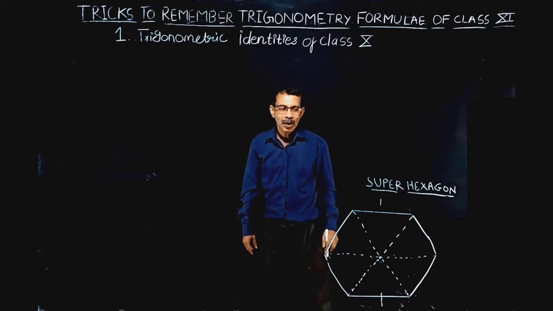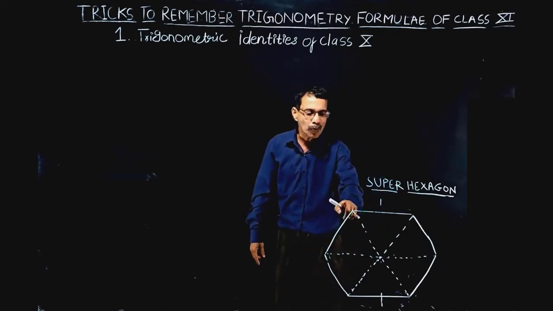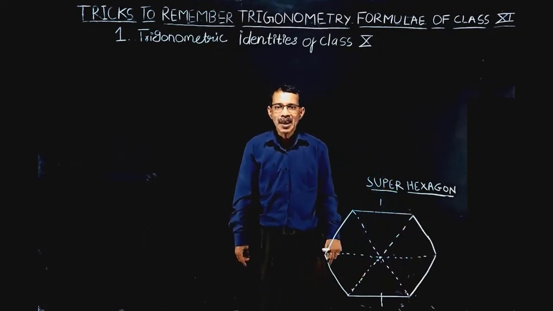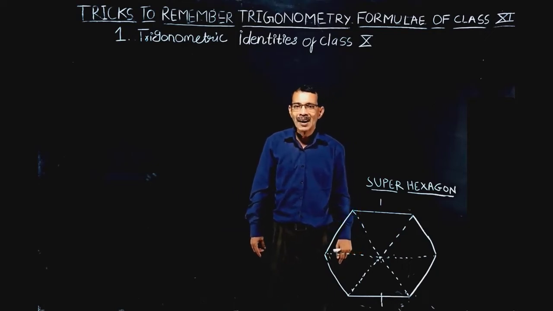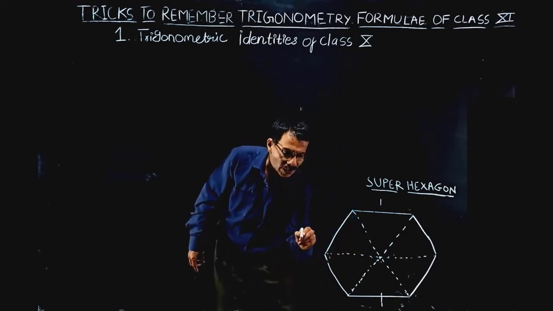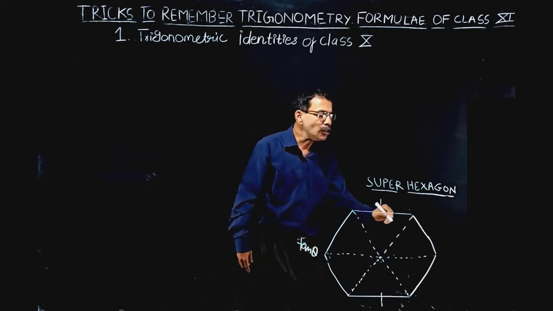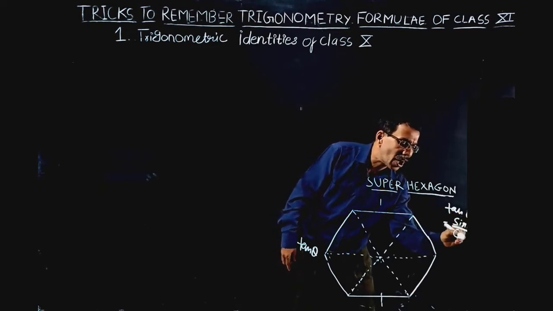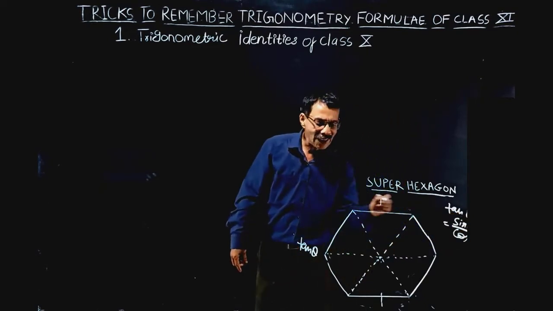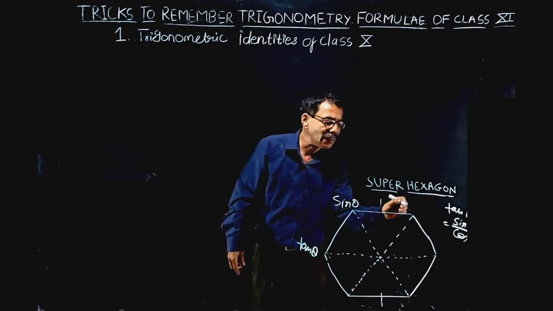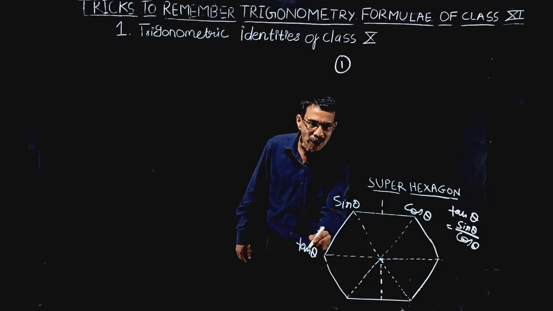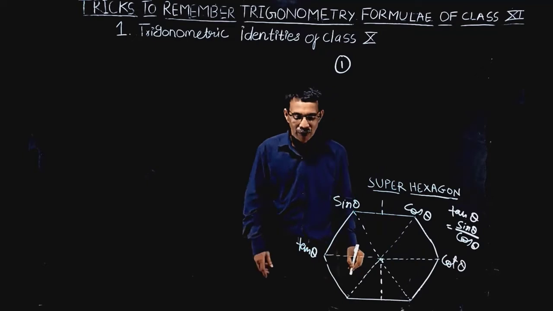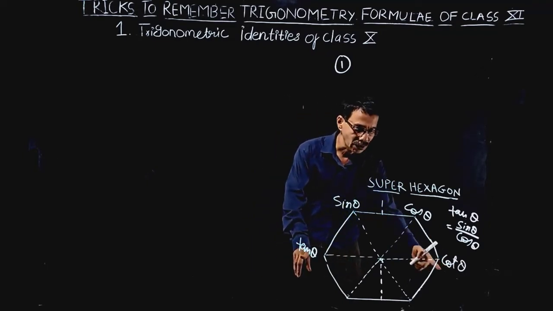And to remember that, we will have to draw a super hexagon, and a super hexagon is a polygon with 6 sides and 6 vertices. So let me name each vertex with one trigonometric ratio. I will start with tan of theta, and we know that tan of theta is equal to sin theta upon cos of theta. And so first is sin theta, so I will write here sin theta, and this is cos theta. And opposite to tan theta, I have to write cot of theta. That is tangent and cotangent.